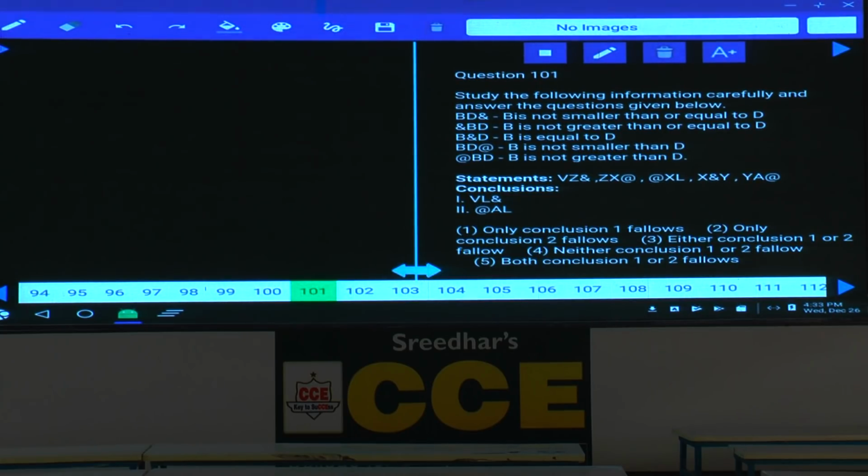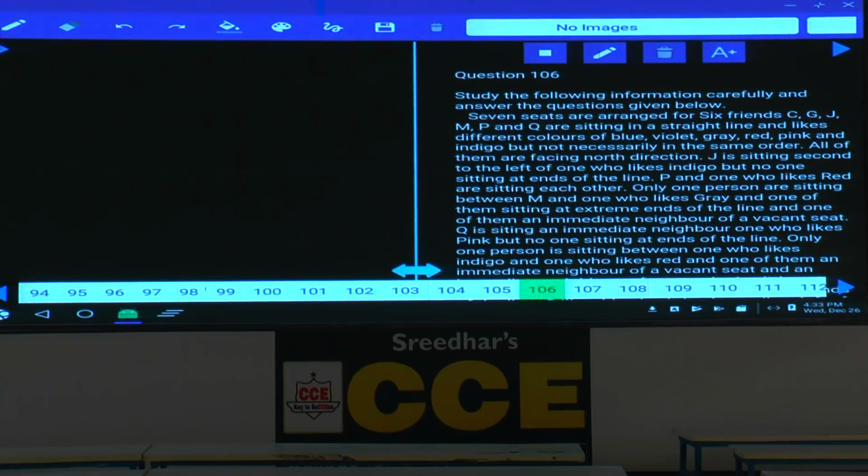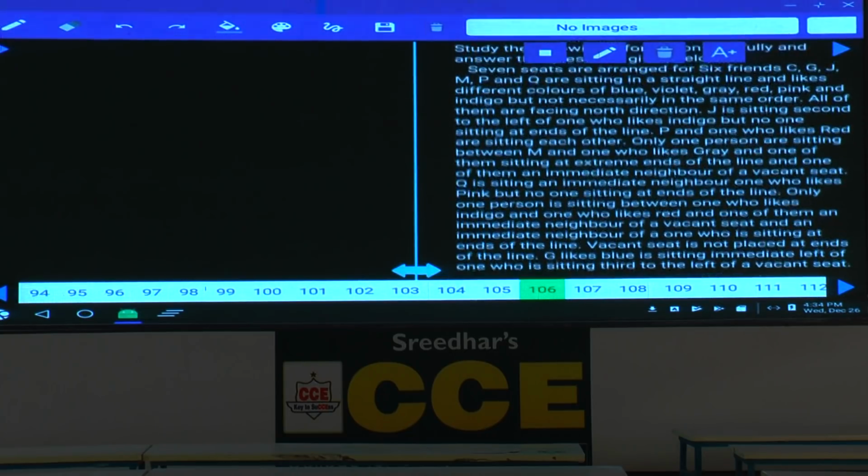Clear? Then 106 onwards. Now question numbers 106. Yes, so how many of you had done this one, 106 to 110? How many of you could able to do this one? Though it seems to be very easy, sir, very little information is there.